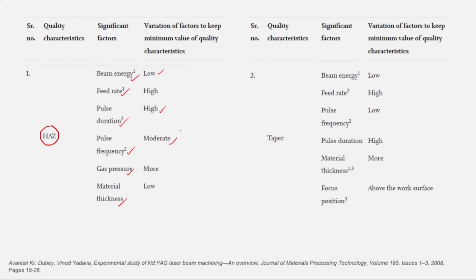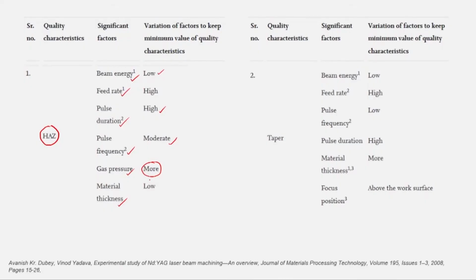Pulse frequency may be at a moderate level, and we can have more gas pressure, so that the molten material is flushed away, taken away from the site of its generation, so that this molten material will not conduct more heat inside the substrate material. As soon as we are melting the material, it has to be removed. The thickness has to be low. If more thickness is there, naturally the heat affected zone would be more.